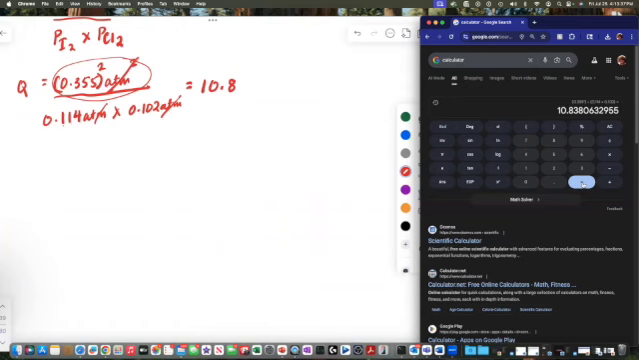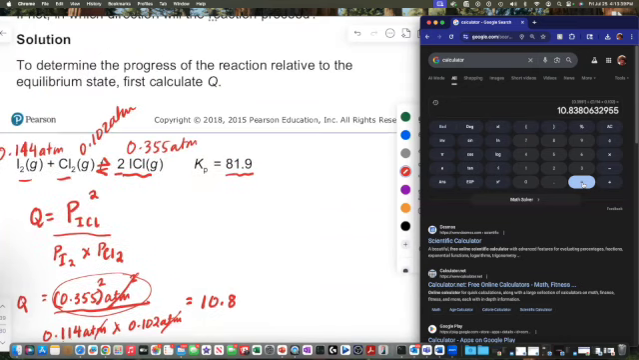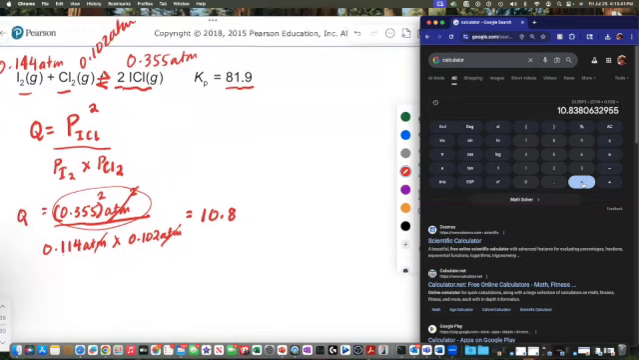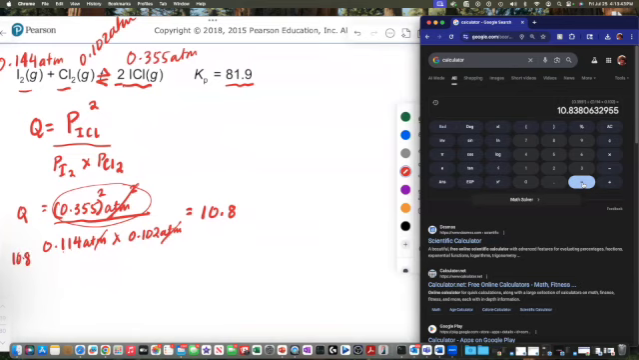Okay. We know 10.8 and the target was, oh no, we're low. We need the 10.8 to go up to 81.9. So we need this to go up because right now we're judging it as low, right? For it to go up, that means this side here has to go up and this side here has to go down. So if we need the Q to get up, we need the product side to increase. So products must increase. For us to do that, we need the reaction to shift to the right.